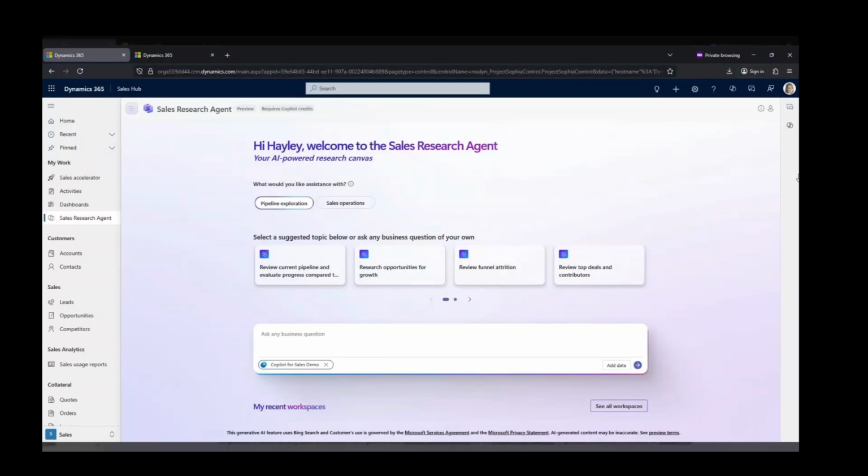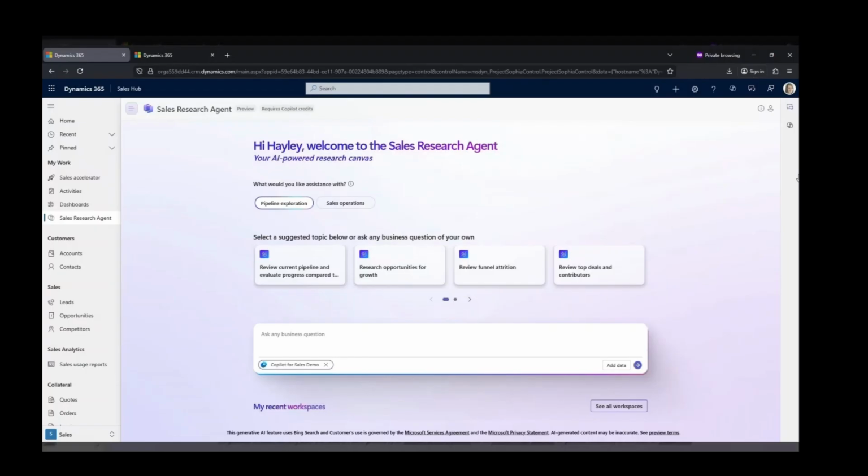Today, we're going to walk through the Sales Research Agent, one of the most strategic capabilities now embedded inside Dynamics 365. Let's dive in. So what is the Sales Research Agent? It isn't Copilot, and it isn't a dashboarding tool like Power BI. It is a deep reasoning engine purpose-built for senior leaders and sales managers who need to understand performance, trends, risk, and opportunity without spending hours piecing data together.